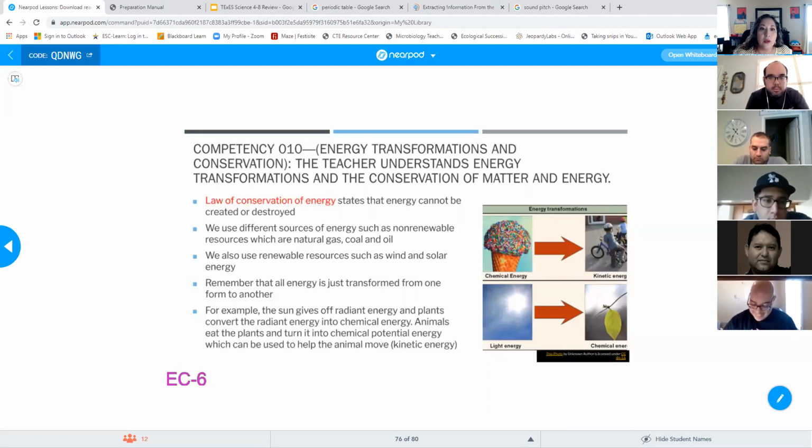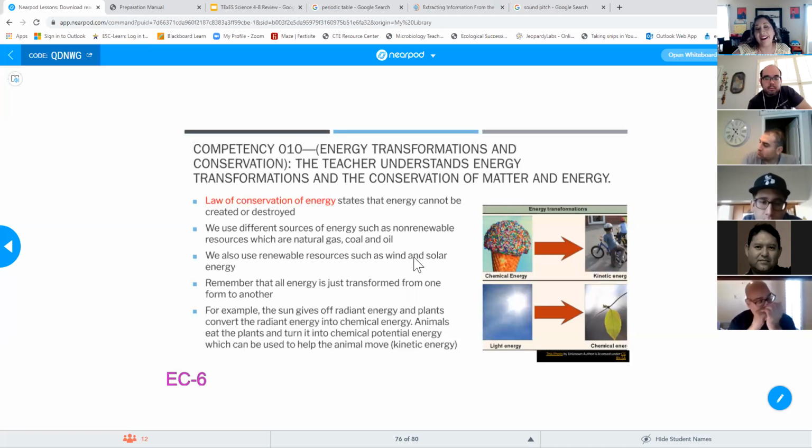Okay, so then we get to competency 10. With the law of conservation of energy, we're also looking at the types of resources that may be used for that. So we'll have non-renewable resources such as natural gas, coal, and oil. And then we'll also have renewable resources, right? Such as wind and solar energy. And just understanding that, again, all of them, it's just the energy changing from one form to the other.